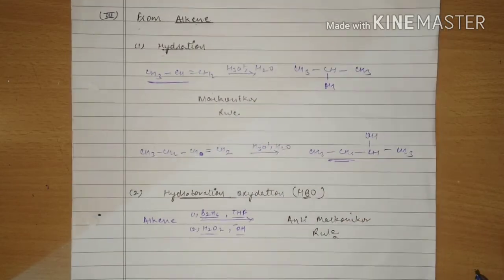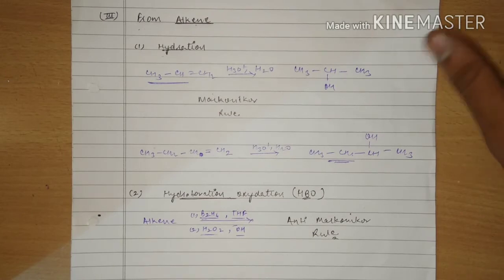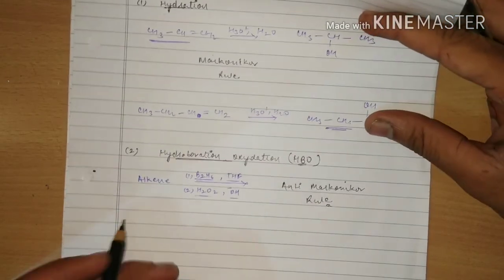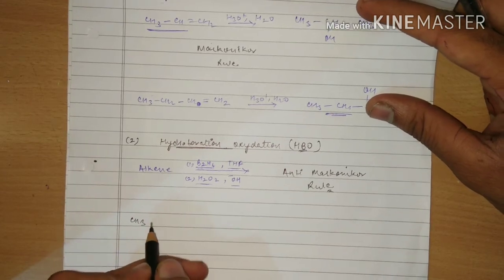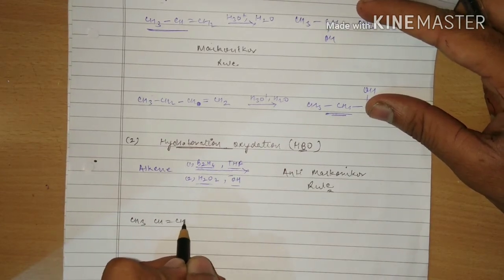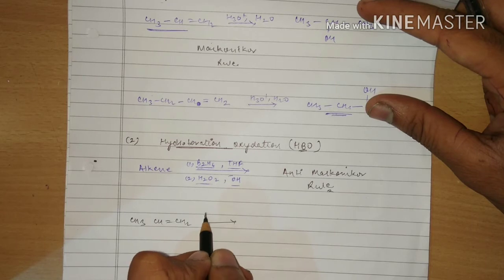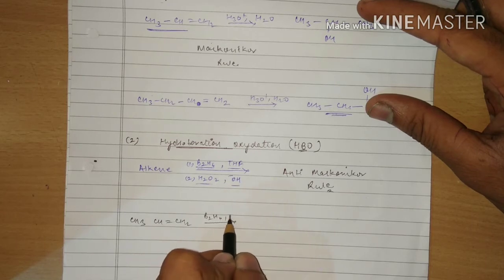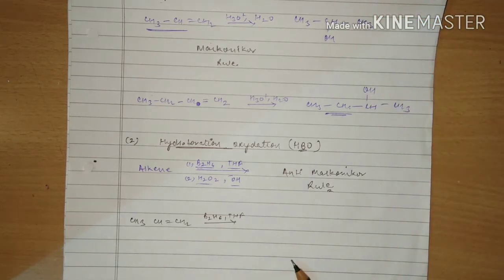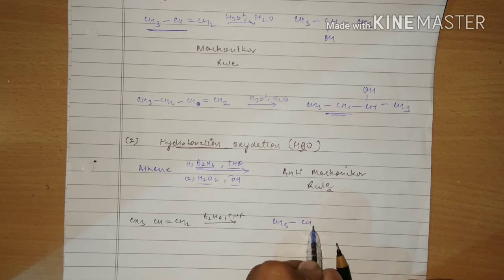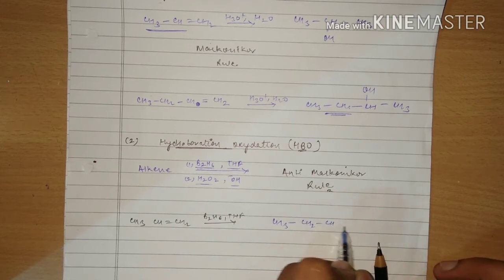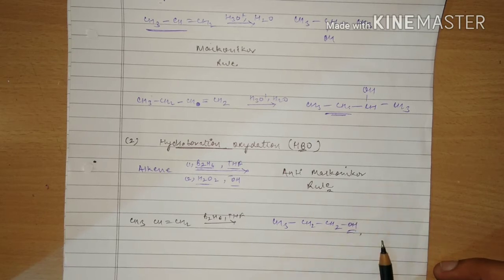So let's take an example. CH3CH=CH2 in presence of B2H6, THF. So we will get CH3CH2CH2OH. This is the product using anti-Markovnikov rule.